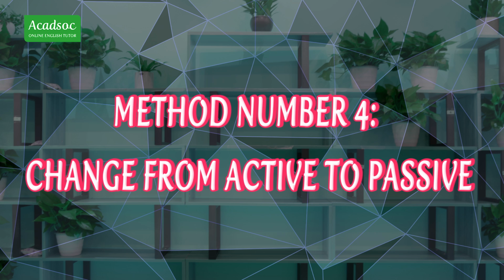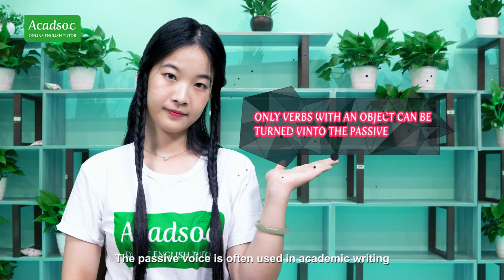Method number 4. Change from active to passive. The passive voice is often used in academic writing and can therefore be used in the IELTS academic writing test. Only verbs with an object can be turned into the passive.